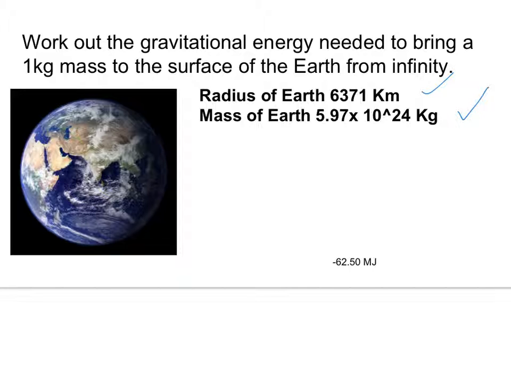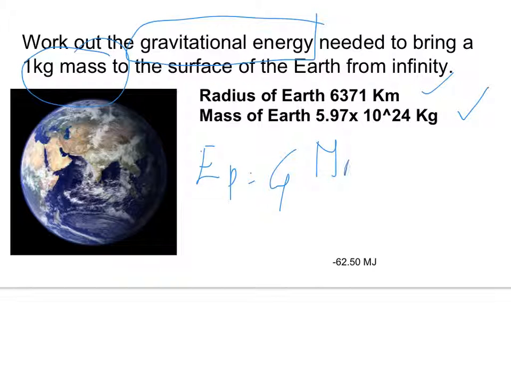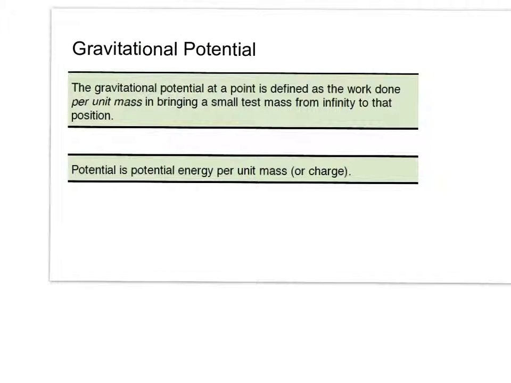What relationship are we using? Now we're using the gravitational energy needed to bring a 1 kilogram mass. So we would apply EP equals G M over R. And that should give you your value of minus 62.5. So now we're going to define a quantity called gravitational potential. Now the gravitational potential is defined as the work done per unit mass in bringing a small test mass from infinity to that position.